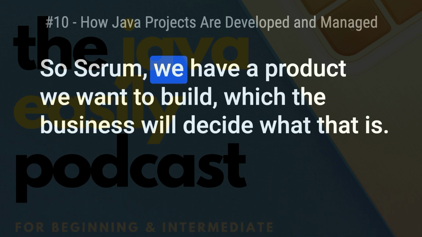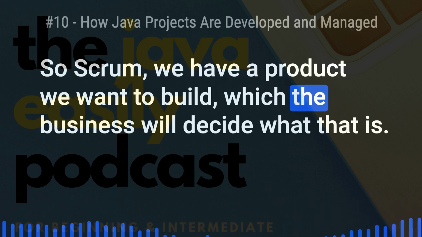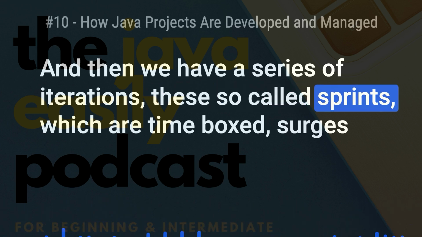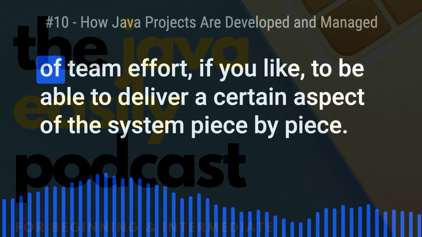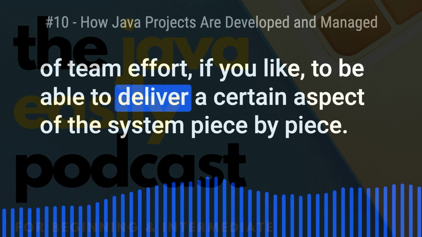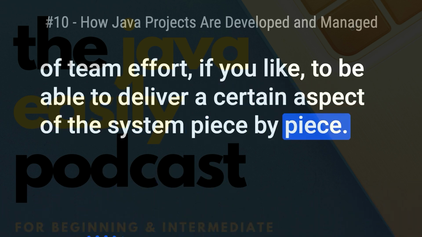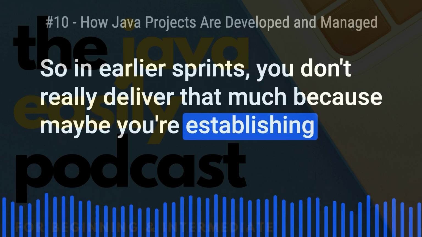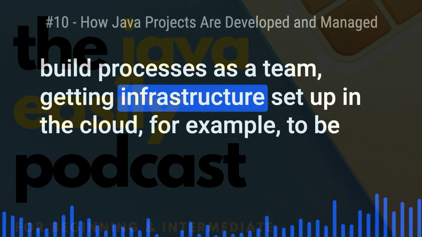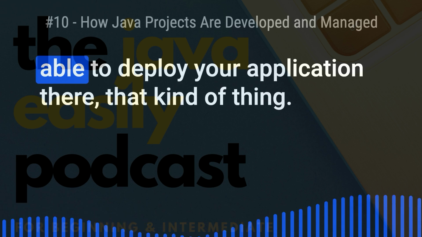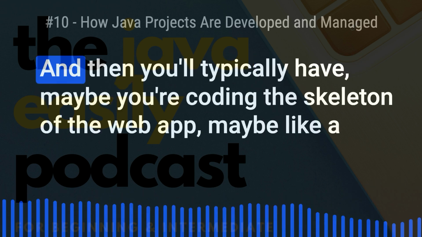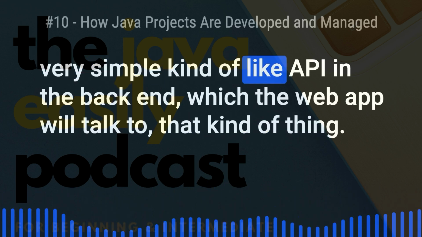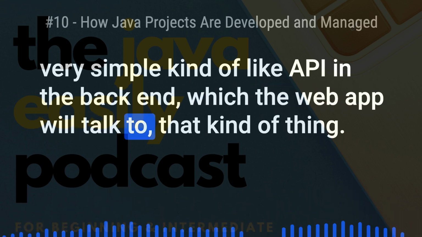So with Scrum, we have a product we want to build, which the business will decide what that is, and then we have a series of iterations, these so-called sprints, which are time-boxed surges of team effort to deliver a certain aspect of the system piece by piece. In earlier sprints, you don't deliver that much, because maybe you're establishing build processes as a team, getting infrastructure set up in the cloud, for example, to deploy your application there. And then maybe you're coding the skeleton of the web app, maybe a very simple API in the back end, which the web app will talk to, that kind of thing.